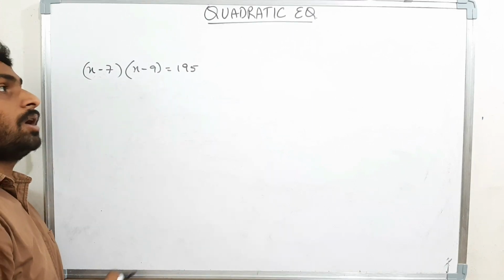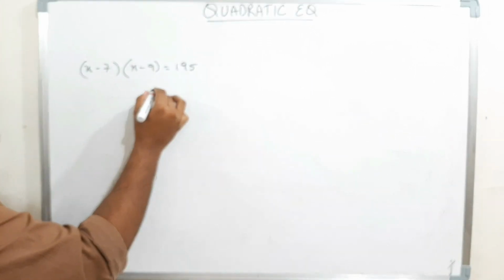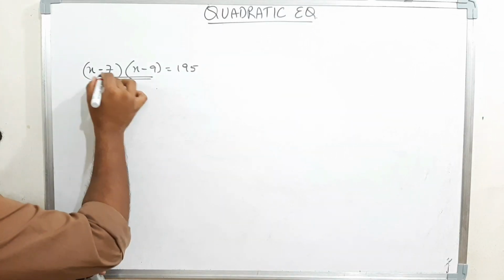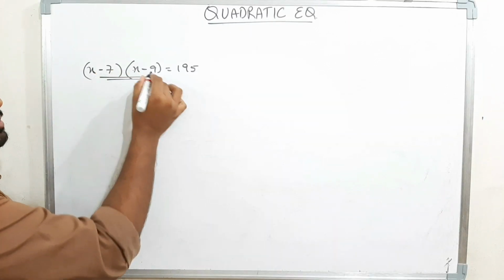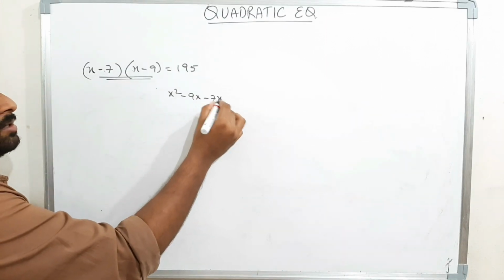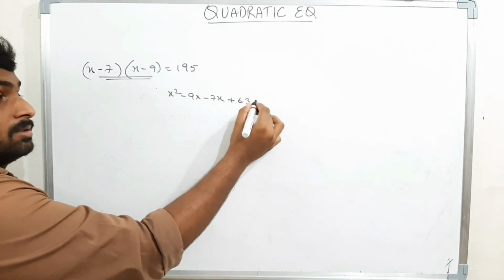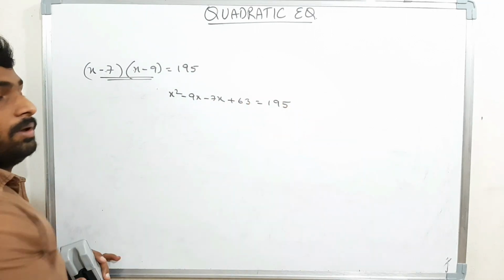This is a quadratic equation. I have to solve for the roots. Now, what are the roots? First expand this. What is the expansion? x into x, x square, minus x into minus 9 is minus 9x, minus 7 into x is minus 7x, minus 7 into minus 9 is plus 63, is equal to 195.